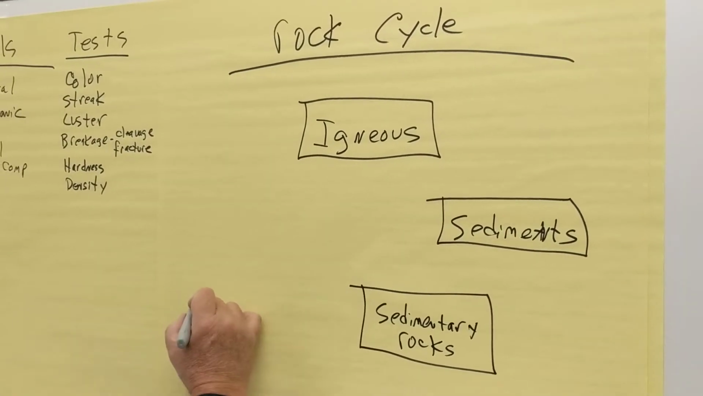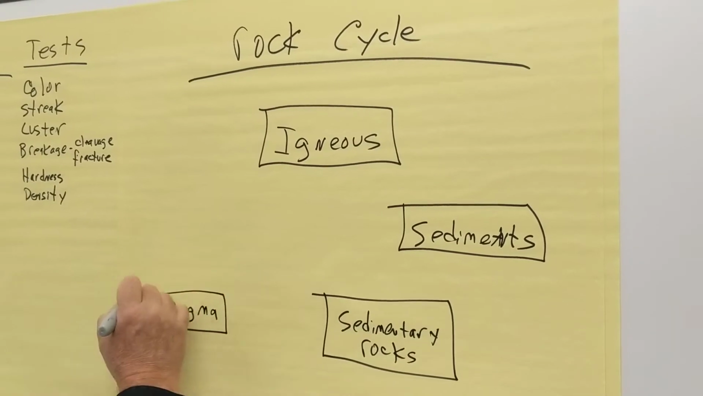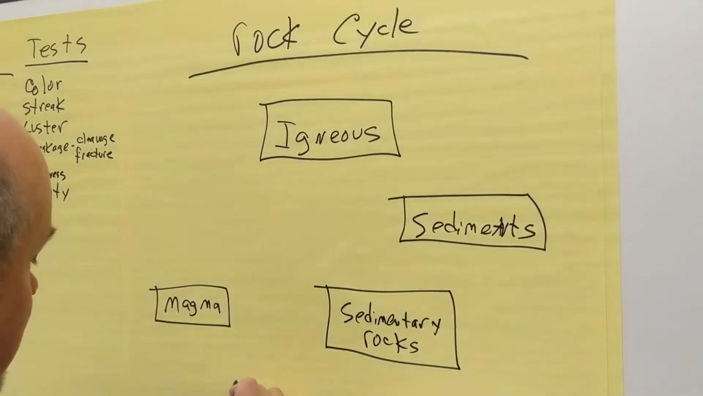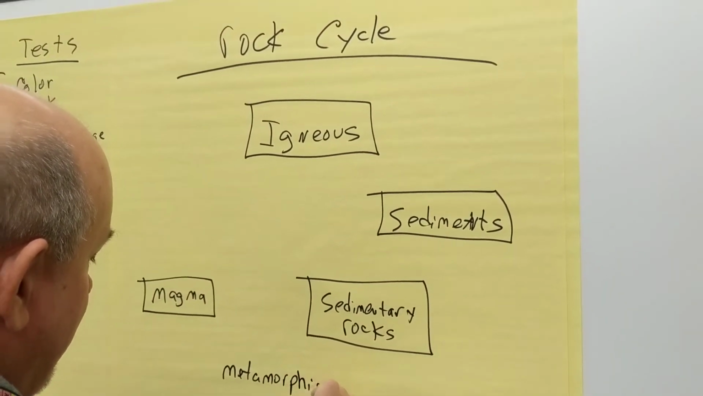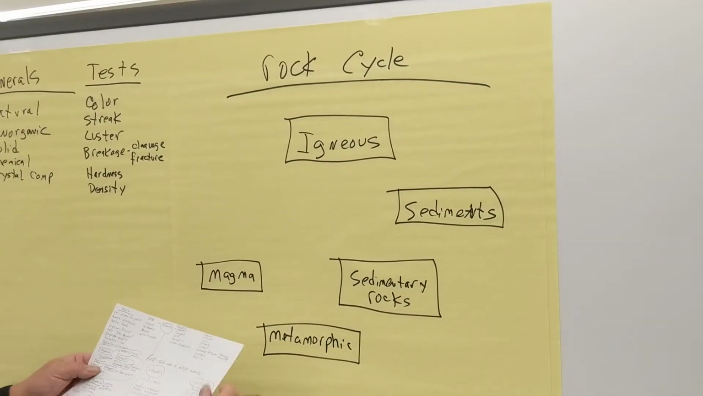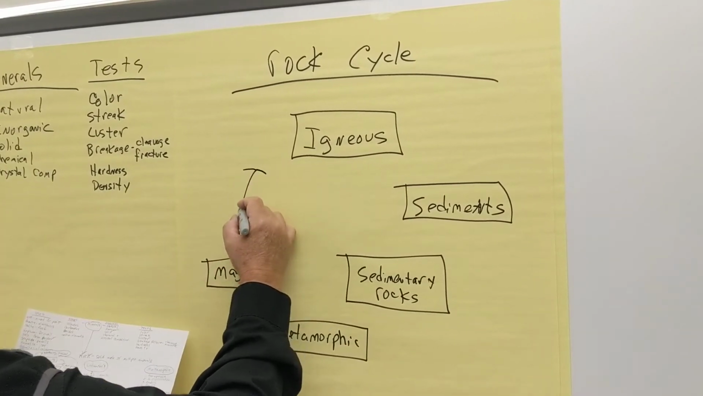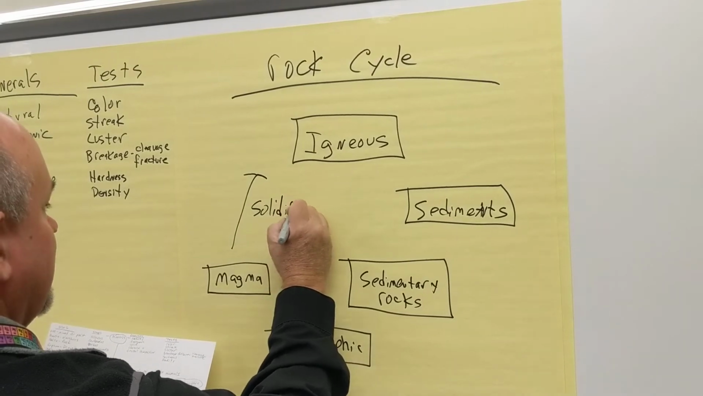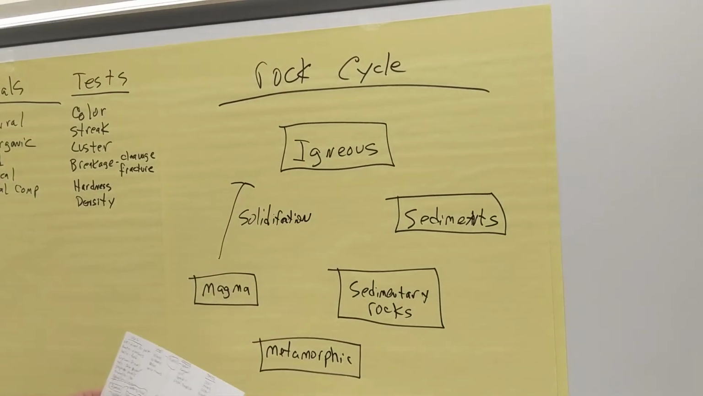And then we have magma. That's a box. And then we got metamorphic in here. The key to figuring out the boxes is the processes. So for magma, we know it's a liquid, right? So to go igneous, it has to solidify. Solidification. It gets hard, becomes an igneous rock.